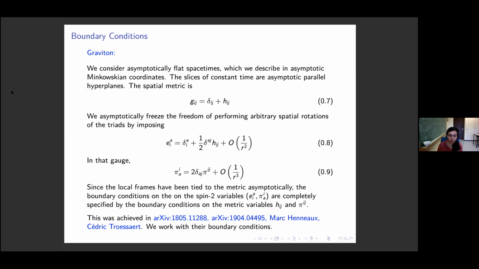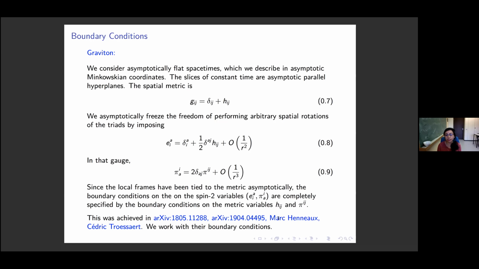And we asymptotically freeze the freedom of performing arbitrary spatial rotations of the triads by imposing this gauge condition. Now, since we have fermions in our system, it's natural to work with the Fermi-Dirac coordinates because they couple naturally to the fermions. But note that by fixing this gauge, the local frames have been tied to the metric asymptotically. So the boundary conditions on these triad variables are completely specified by the boundary conditions on the metric variables. But this is exactly what was achieved by Marc and Cédric in their work on pure graviton. We'll work with those boundary conditions.